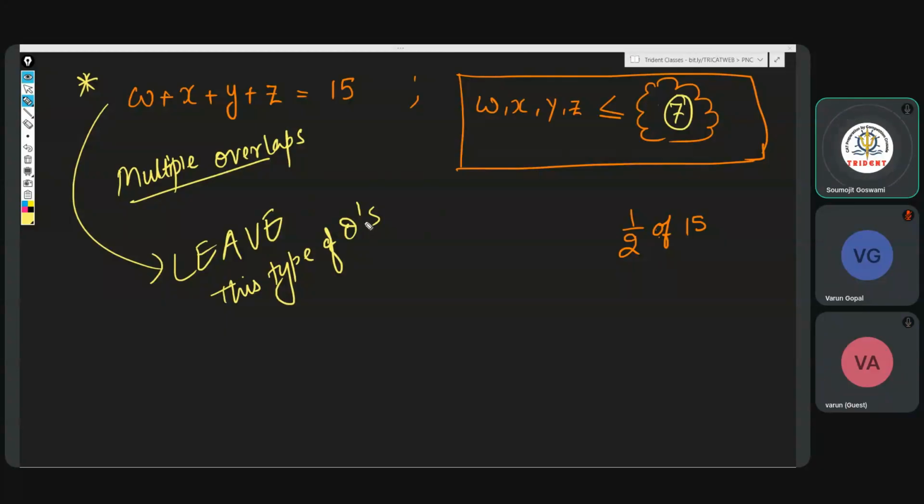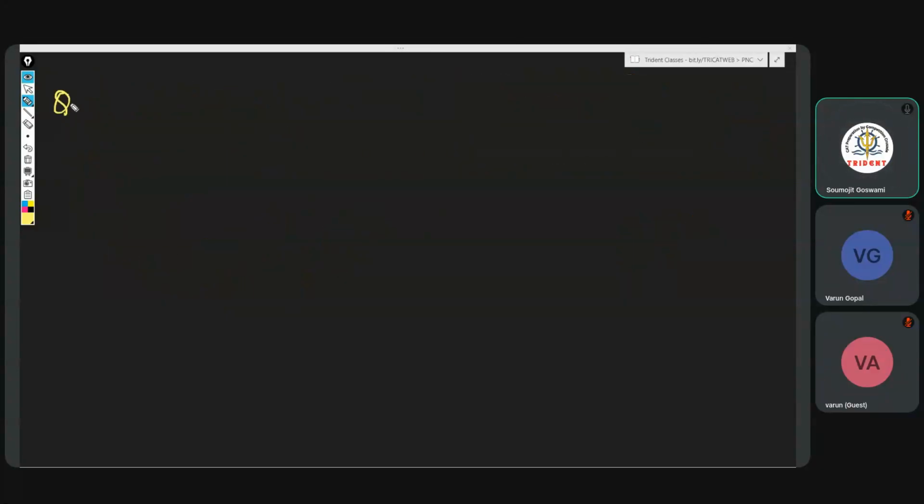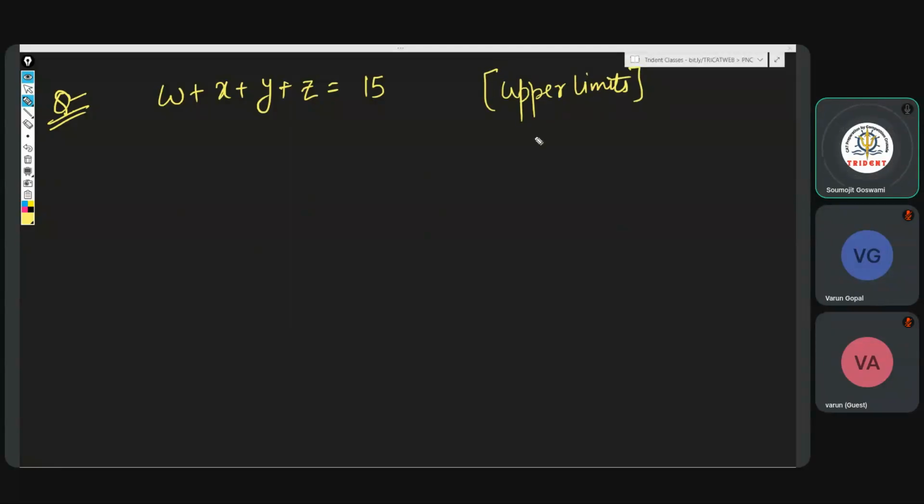Yes, sir. Chalo. Question. W plus X plus Y plus Z is equal to 15, and I'm giving you multiple upper limits now. Remember, now violation will come. W less than 8, X less than 9, Y less than 10, and Z should be less than 8.